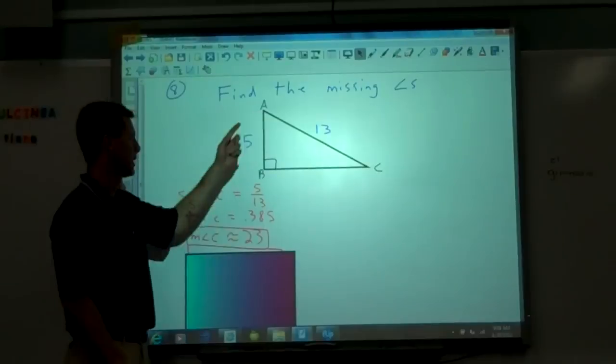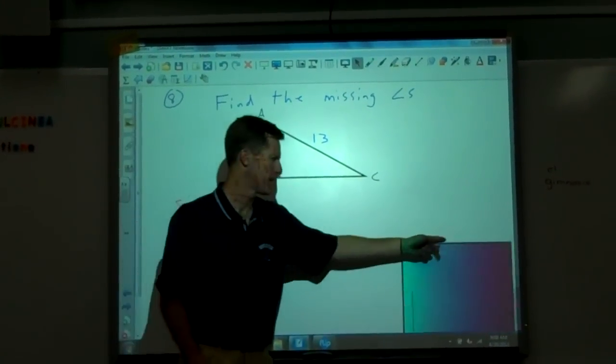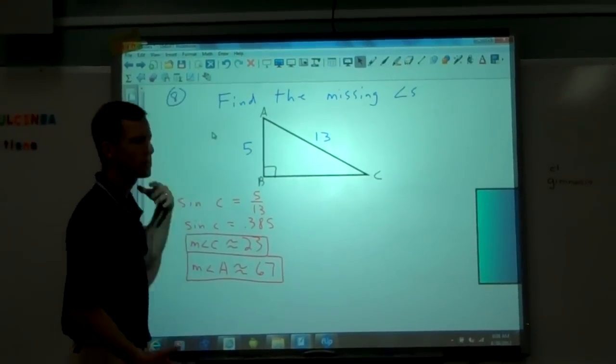Obviously, if this one is 23, what's angle A going to be? You don't have to do any trigonometry to figure that out. You just have to subtract from 90. Okay, and that does it.